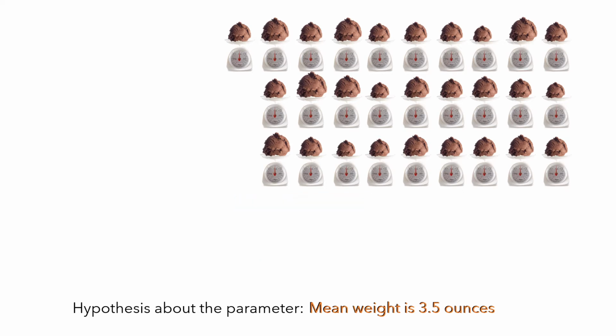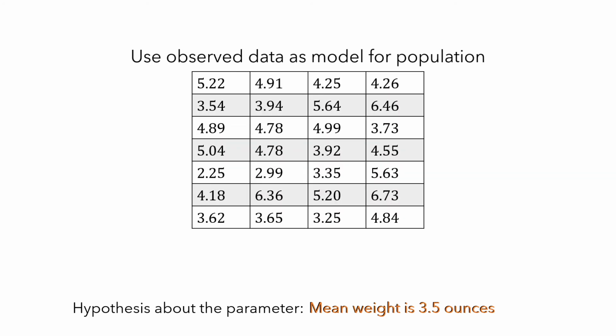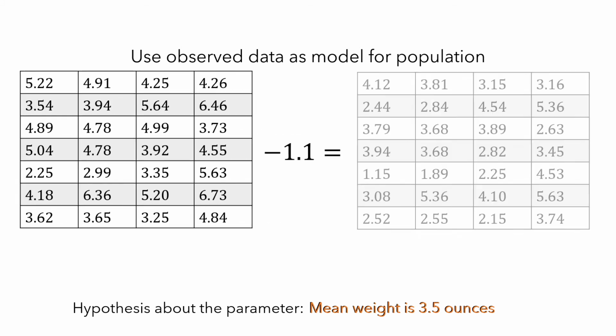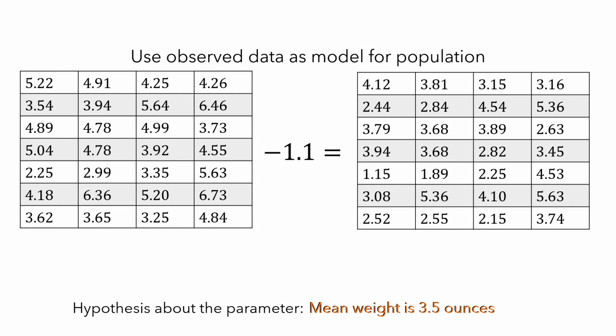What we can do is start by using the observed data as a model for the population. We know that the data we observed has a mean of 4.6 ounces. So to make it have a mean of 3.5 ounces, we'd need to subtract 1.1 from each data point to get a model that has a mean of 3.5. The key idea here is that our original data accurately captured the amount of variation in the population. So this model will, too. Then we'll simulate repeating the study many times, each time sampling with replacement.